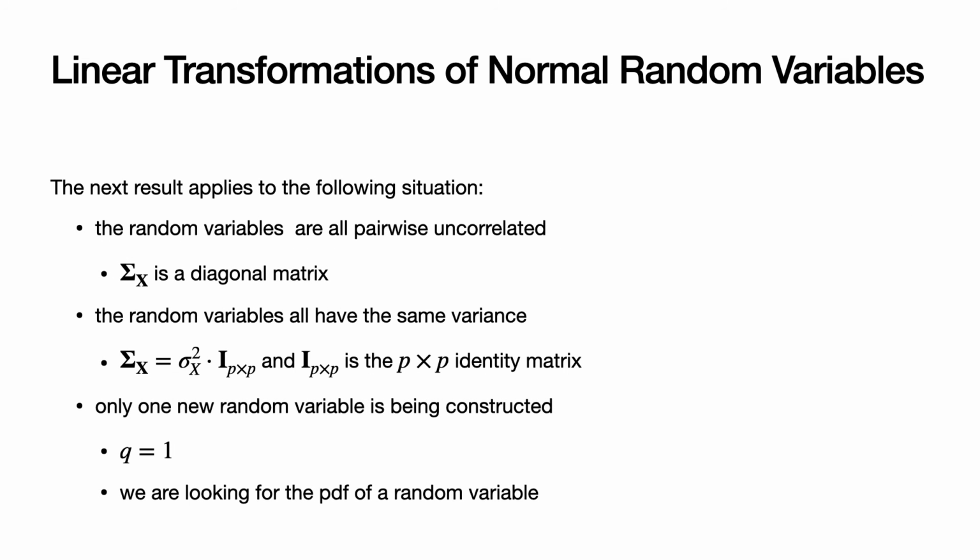The next result applies to the following situation. The random variables are all pairwise uncorrelated, and so this implies that cap sig sub x is a diagonal matrix. The random variables all have the same variance, and so that means that the covariance matrix, in addition to being a diagonal matrix, has the same values on the diagonal, and so that common value, which we're denoting by sigma squared sub x, can be factored out, and so we have the covariance matrix being sigma squared sub x times the p by p identity matrix. Only one new random variable is being constructed, and so q is equal to 1 here, and so we're looking for the PDF of a random variable.